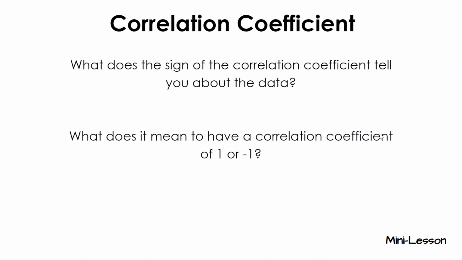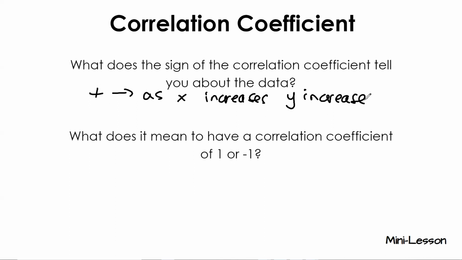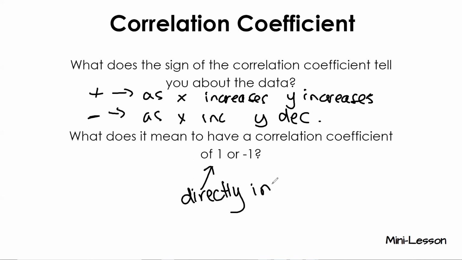Okay. So what does the sign of the correlation coefficient tell you about the data? If it's positive, that means that as X increases, Y is increasing. If it's negative, that means that as X increases, Y is decreasing. What does it mean to have a correlation coefficient of 1 or -1? That means that they are directly influenced of each other.